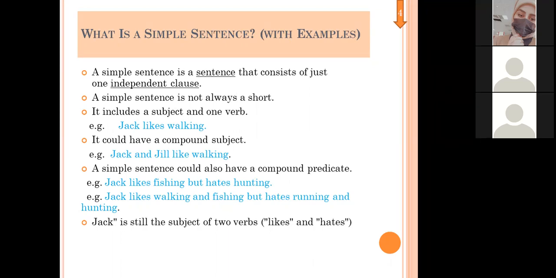For example, Jack likes fishing and hates hunting. Jack likes walking and fishing, but hates running and hunting. Jack is still the subject of two verbs, likes and hates.